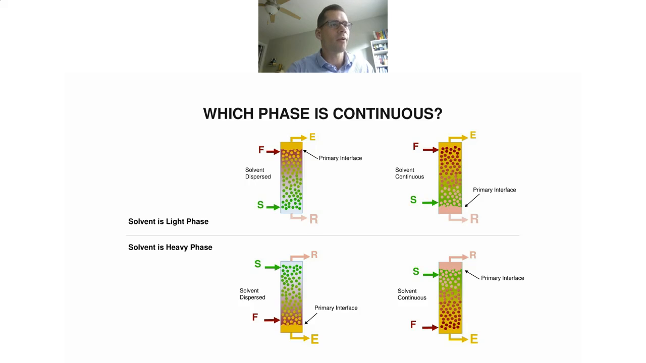You can see on the upper right-hand side of the slide, the solvent is the continuous phase. It's lighter than the feed, so it's flowing up through the column, leaving the top as extract. Here, the feed is dispersed. It's being broken up inside the column, flowing down the column, leaving the bottom as raffinate, and of course those droplets coalesce on the bottom of the column, leading to a controlled interface at the bottom.